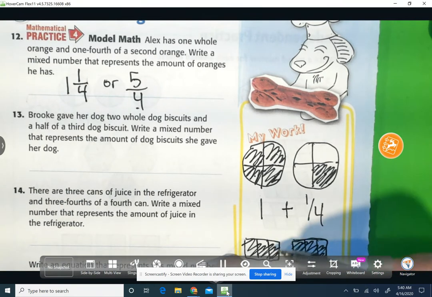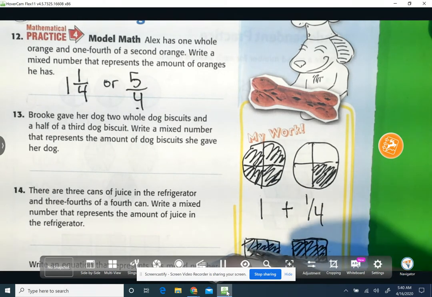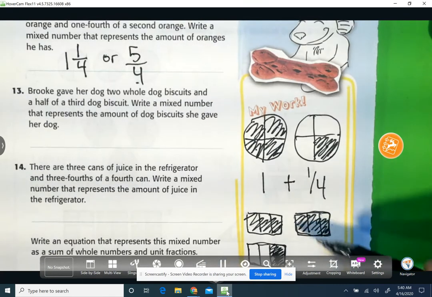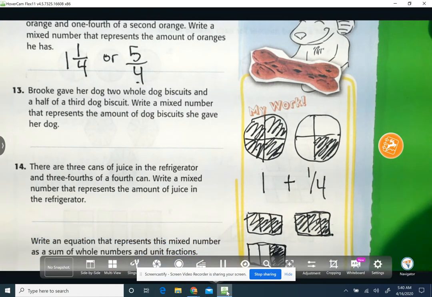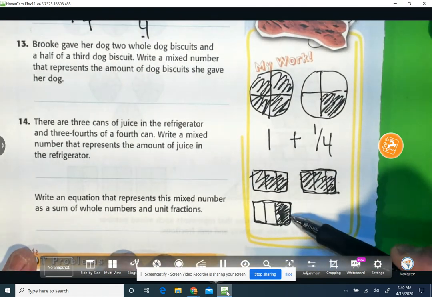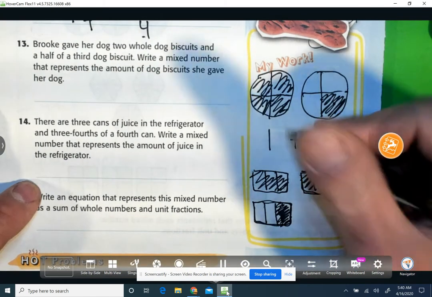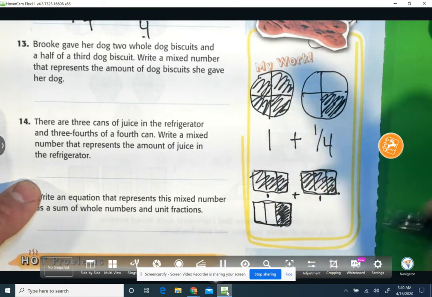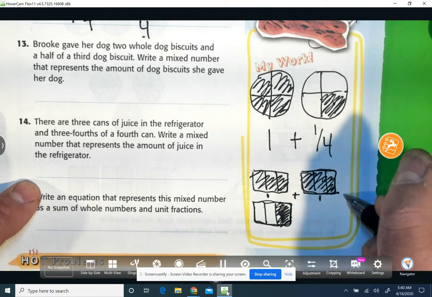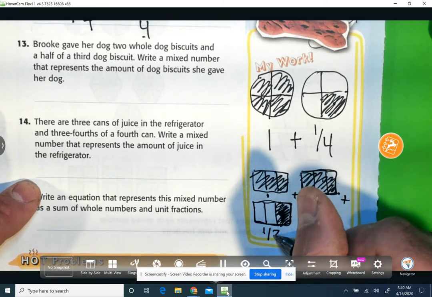So maybe the dog was catching and fetching the ball. Its owner broke each dog treat into thirds and then gave a third for bringing it back, another third, another third, another third. Okay, and that equaled 2 whole dog biscuits, and then a third of another biscuit. So we got 1 whole dog biscuit, another whole dog biscuit, plus another 1/3.